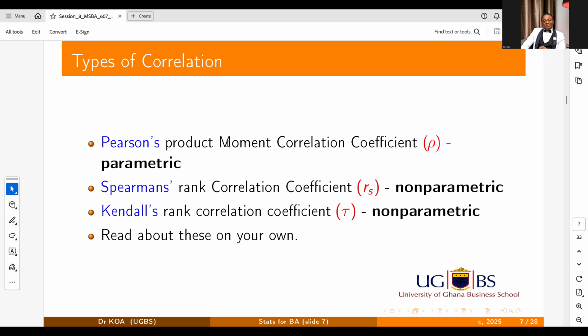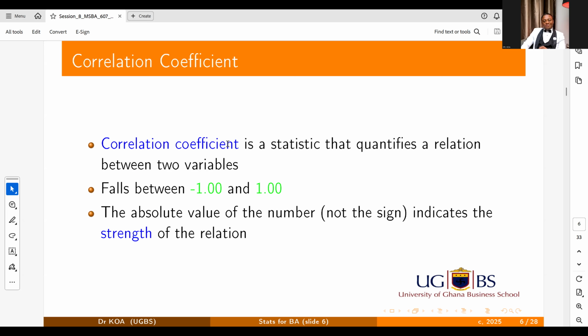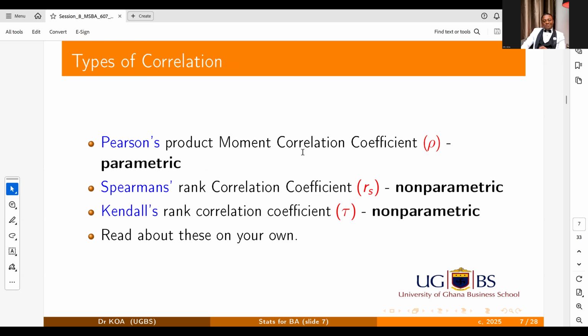How do you measure correlation? You use a statistic known as Pearson's product moment correlation coefficient. If the data is parametric, that is what it is. At this stage, you all remember parametric and non-parametric. But if the data is non-parametric, you use the Spearman's and the Kendall.